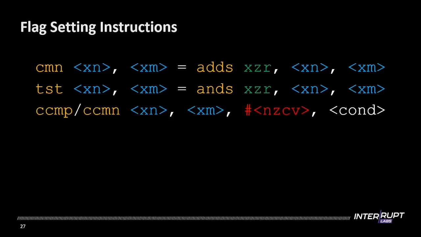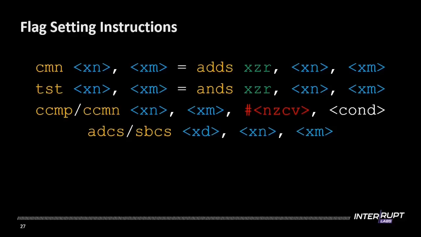Then there's CCMP and CCMN. These stand for conditional compare and conditional compare negative. They're quite interesting because they allow you to chain comparisons without branches. So basically they'll only perform the comparison if cond is met. Otherwise they set NZCV, the flags, to the immediate value you specify. And we'll take a look at an example of this on the next slide.